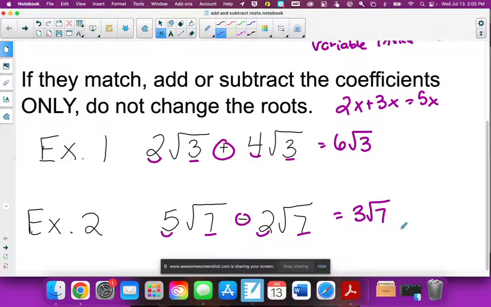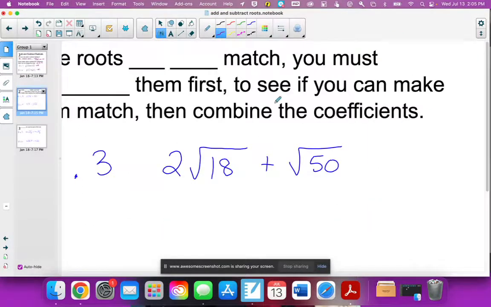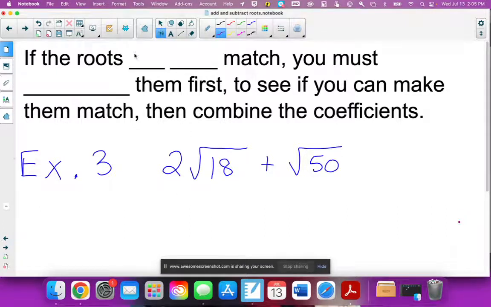Now, that's an if. So we're going to kick it up a step and talk about what happens if they don't match. Okay, so if the roots do not match, you must simplify them first to see if you can make them match, right? And then if you can get them to match, then you can go ahead and combine your coefficients by adding or subtracting. So it's very similar to what we were doing on the first lesson. You're just going to simplify them. You need to simplify them separately, right? They're not being multiplied. They're being, in this case, added.